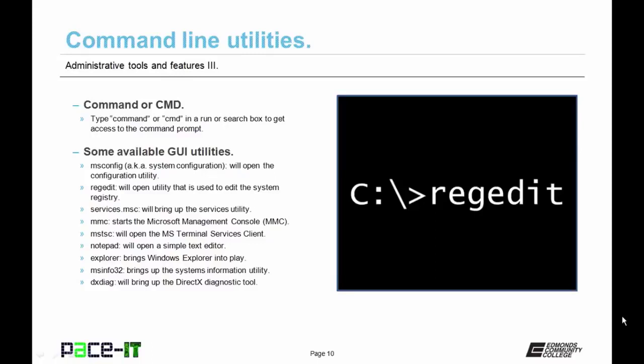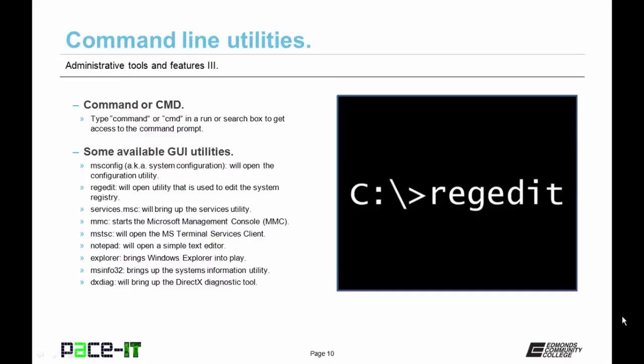Now here are some of the utilities that are available from the command line. There's msconfig, also known as system configuration. It's a configuration utility. Then there's regedit. That's a utility that is used to edit the system registry. I do recommend care and caution when utilizing regedit, as it's easy to make mistakes. Then there's services.msc. That will bring up the services utility. If you enter MMC, that will start up the Microsoft Management Console.